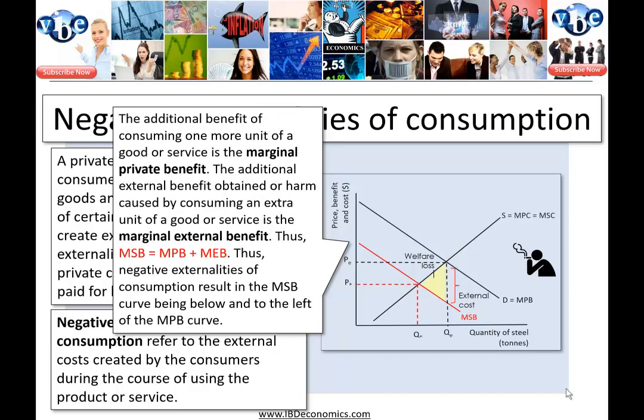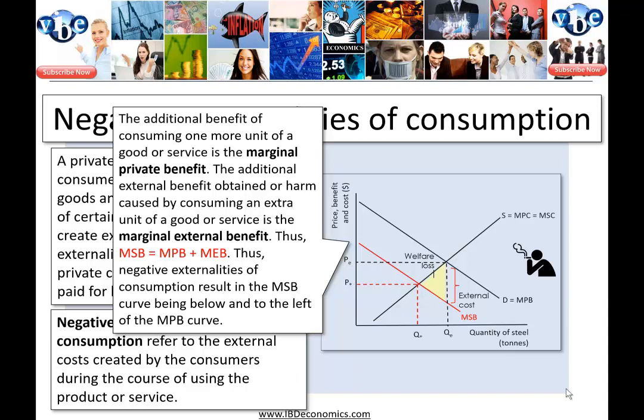Now we know that the marginal social benefit of cigarette smoking is much lower than the marginal private benefit, and that's because of these external costs. So the additional benefit of consuming one more unit of a good or service is a marginal private benefit. So each extra ciggy that's consumed here produces a marginal private benefit to the consumer of the cigarette. The additional external benefit obtained or harm caused by consuming that extra unit of the good or service is a marginal external benefit. Therefore, we have marginal social benefit is equal to the marginal private benefit plus that marginal external benefit.